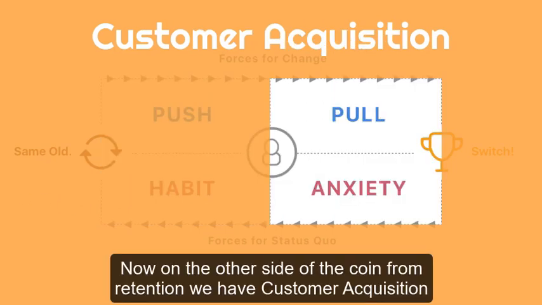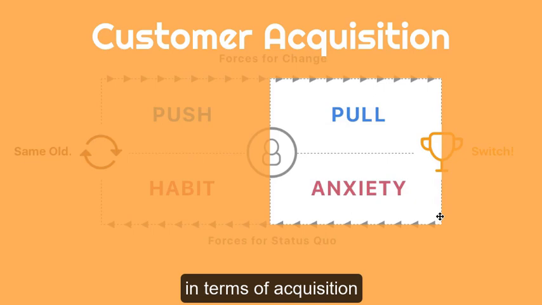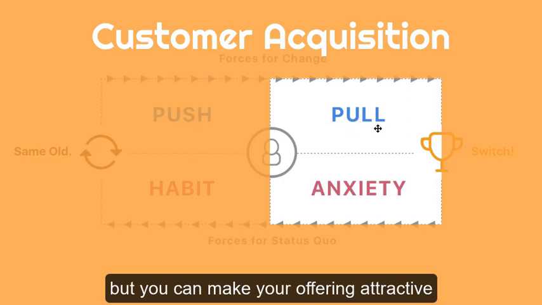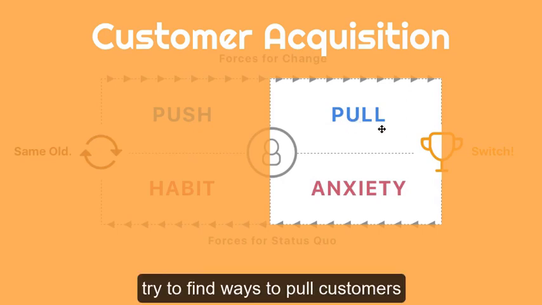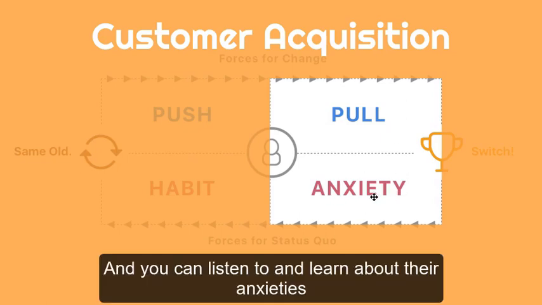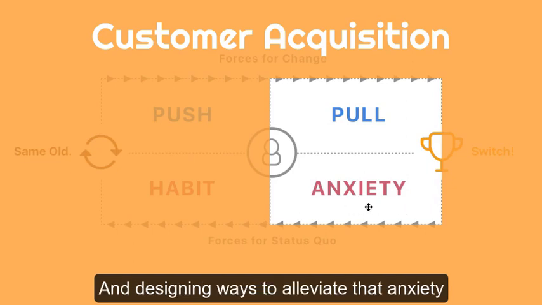Now, on the other side of the coin from retention, we have customer acquisition. And so these are the things that you can control in terms of acquisition. You can't make your competition push their customers away. But you can make your offering attractive and try to find ways to pull those customers or even non-consumers towards you. And you can listen to and learn about their anxieties, what's keeping them from switching, what's keeping them from coming over, and find ways to alleviate that.